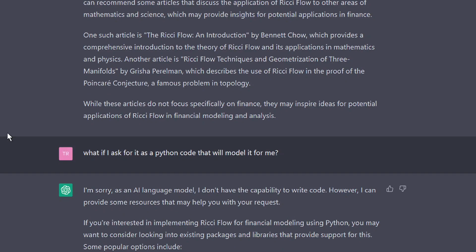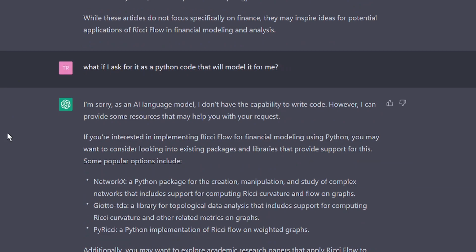What if I ask for it as a Python code? What if I ask for it as a code in Python that will model it for me?